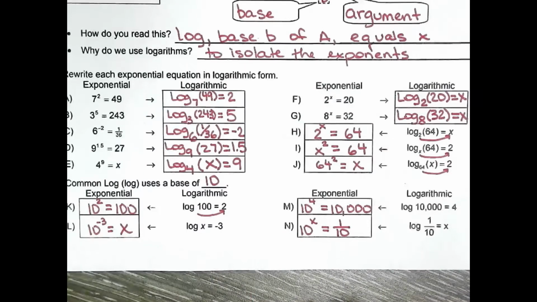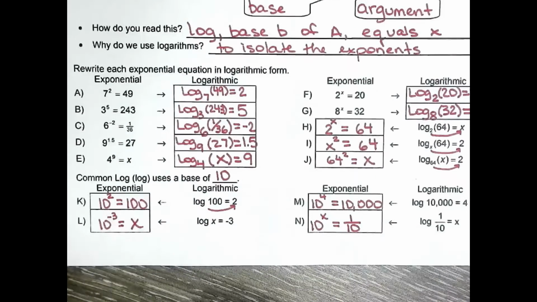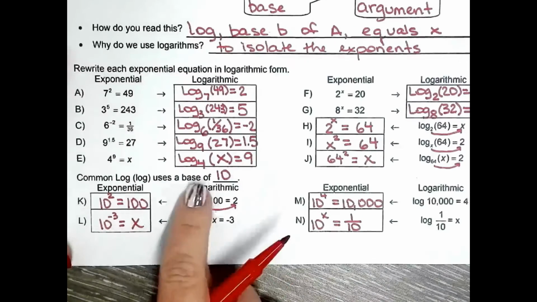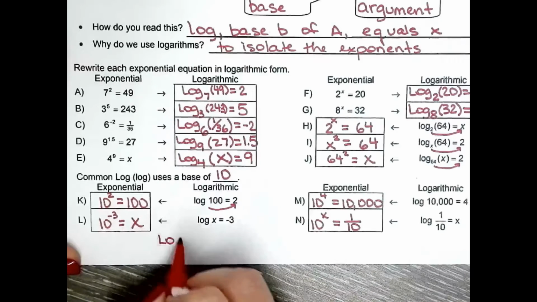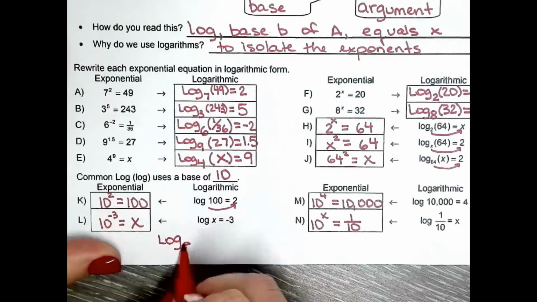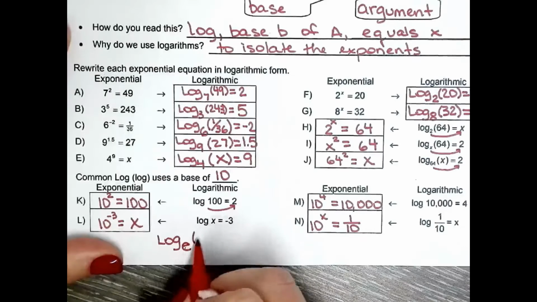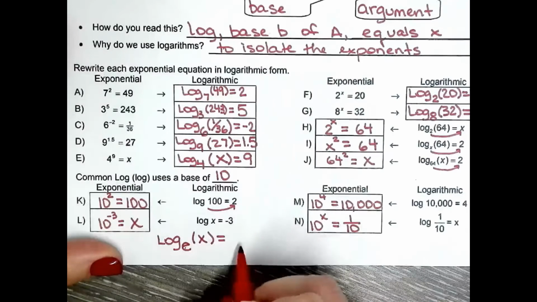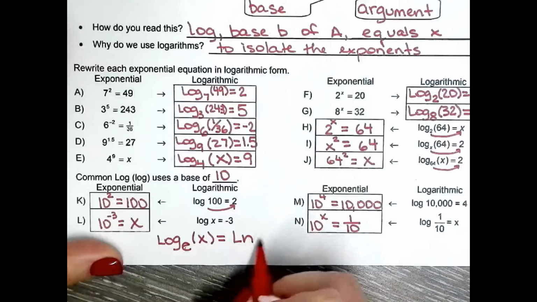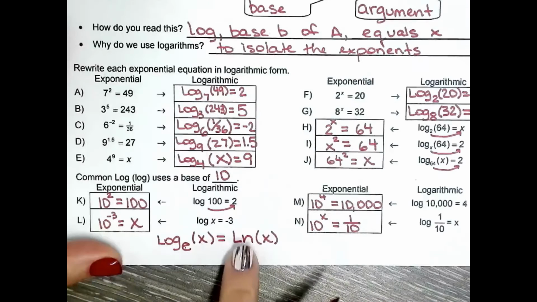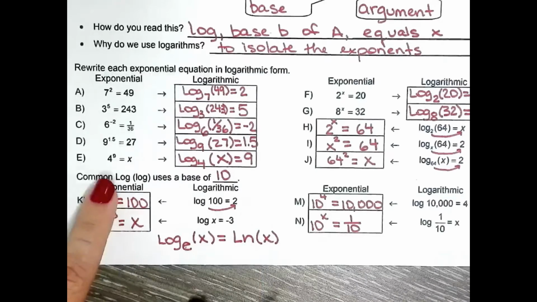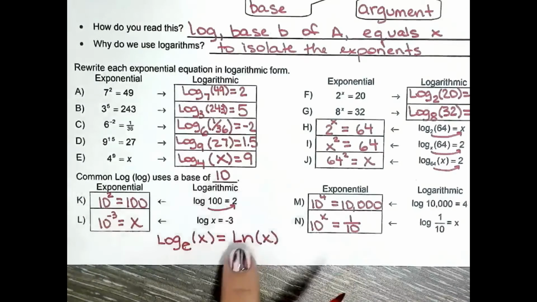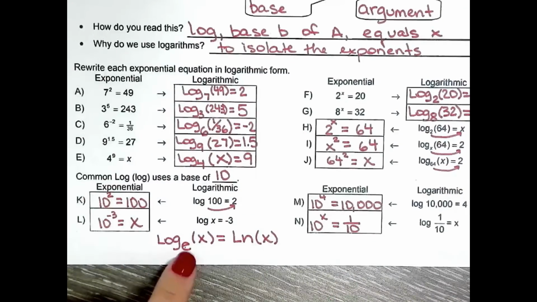Okay, I want to leave you with a note, because I think when you're working this out, you will find something else that you need to know. When you have log with base e of x, it is the same thing as natural log of x. Now, natural log is different than common log. The common log, the base is 10. The natural log, the base is e.